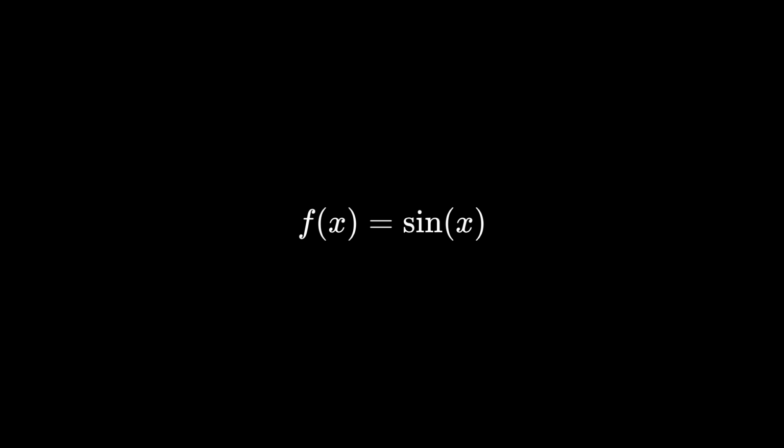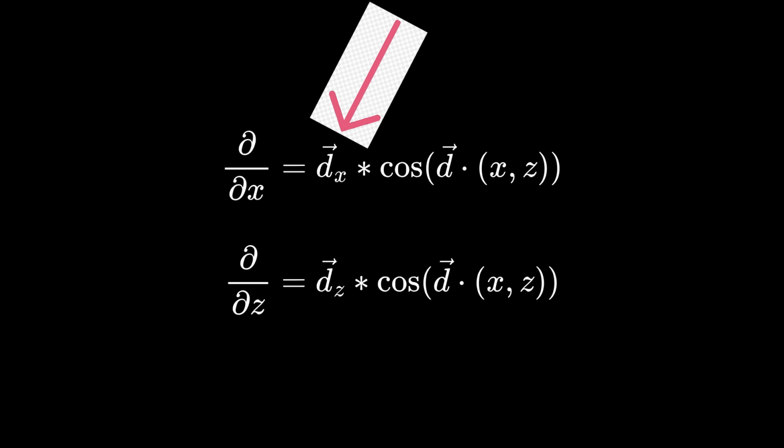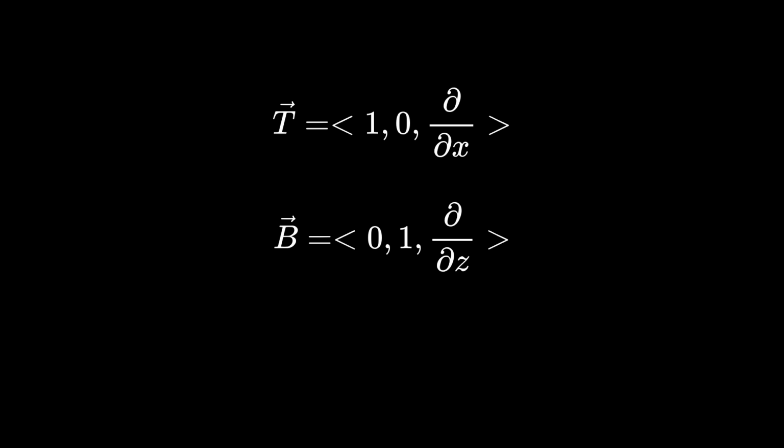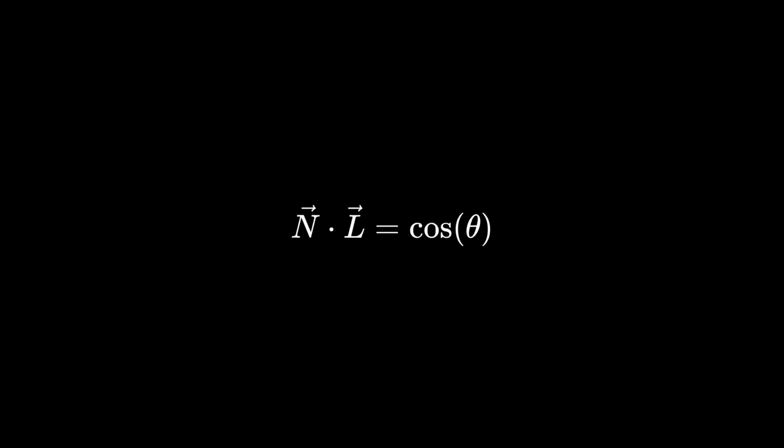For a single wave, the derivative of sine is cosine. To get the partial derivative, we multiply the cosine by the direction of the wave and the axis we want. Then we construct our tangent and binormal vectors and take the cross product to create our pixel-perfect normal vectors. Now all we have to do, if you remember from earlier, is take the dot product of our normal vector with the direction of our sun, and we have successfully calculated the Lambertian diffuse.